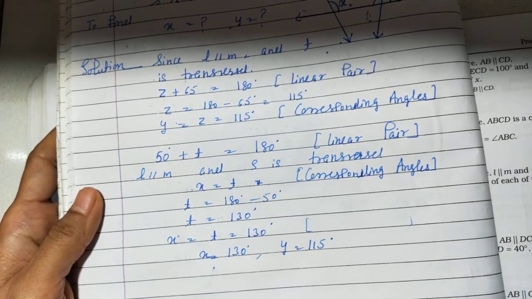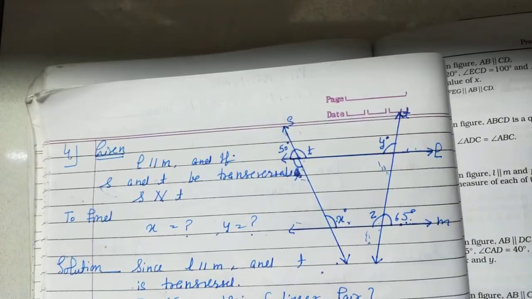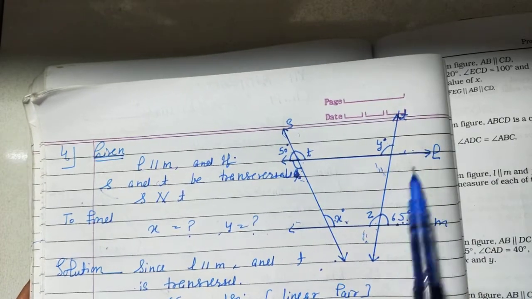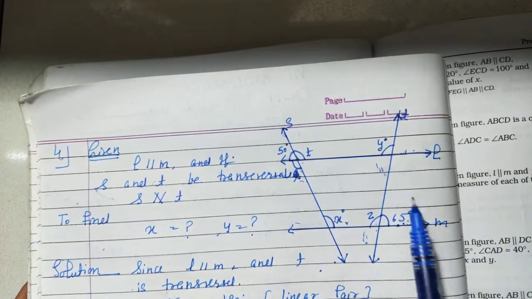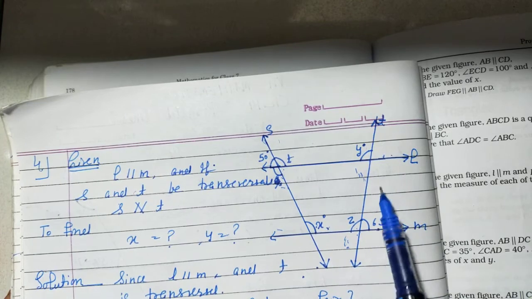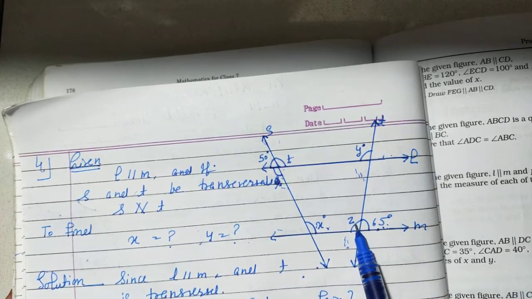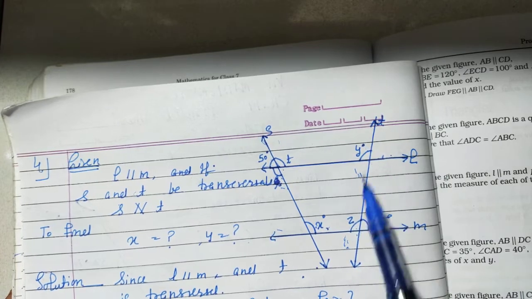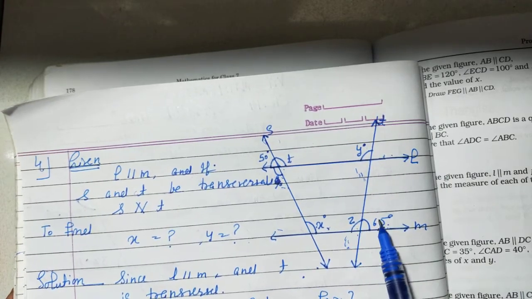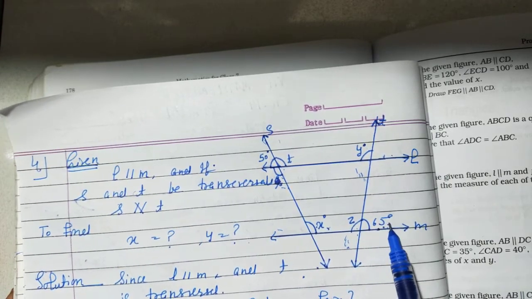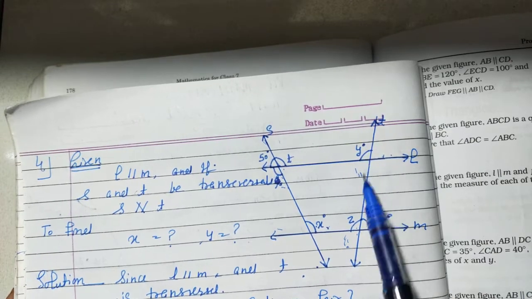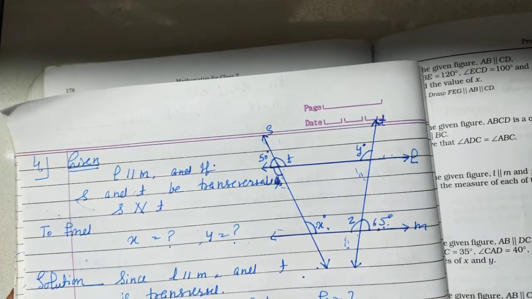Okay, class? Is it clear to all of you? Have a look again. In this question we have two transversals. First we are going to consider transversal T. L is parallel to M and T is transversal. We have taken this angle as Z. Z plus 65 is 180. First we will find Z. Then Y is equal to Z by corresponding angles.